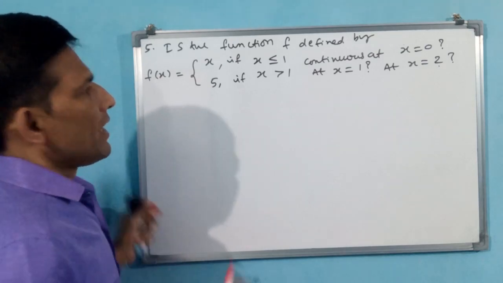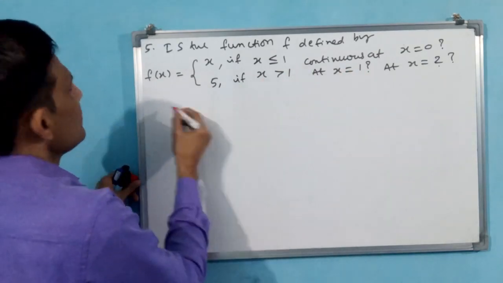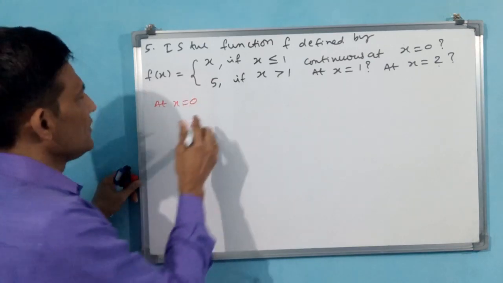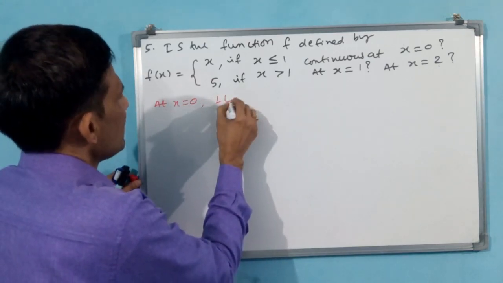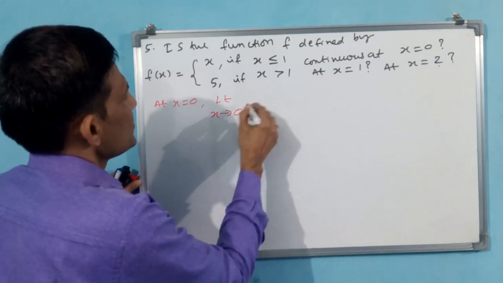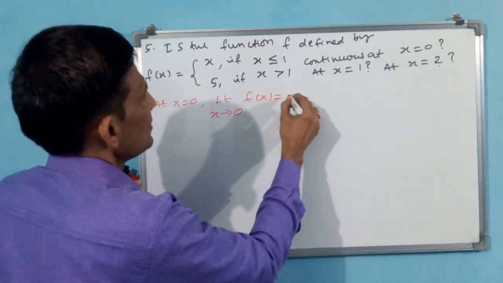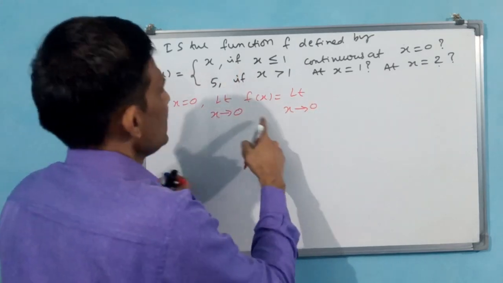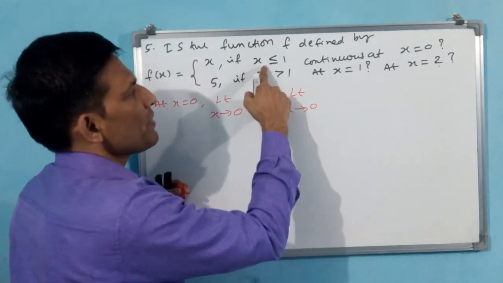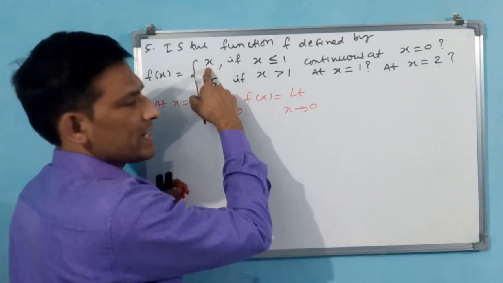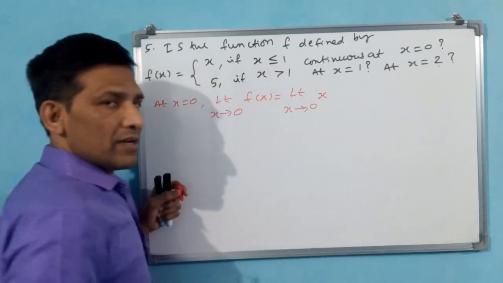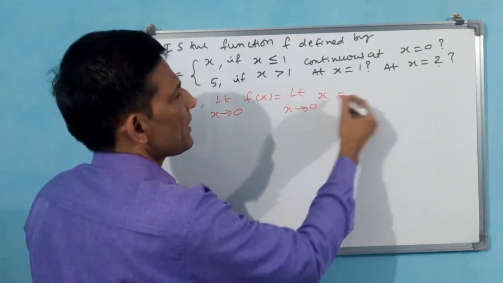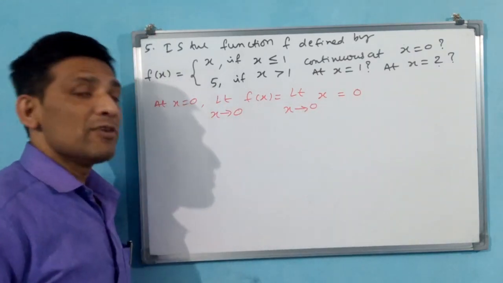Okay, see. At x is equal to 0, limit x tends to 0, f of x is equal to limit x tends to 0, f of x. You see, at x is equal to 0 means less than 1. Less than 1 is what? X. X means you cannot keep like that only. X tends to 0 means here 0 you have to keep. Apply limit, then 0. The value is 0.